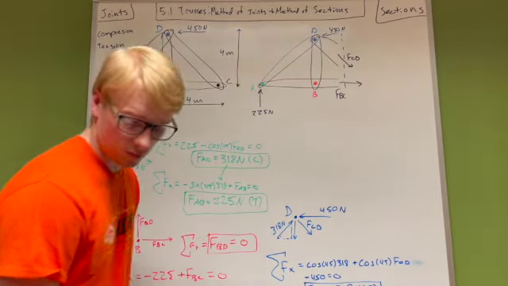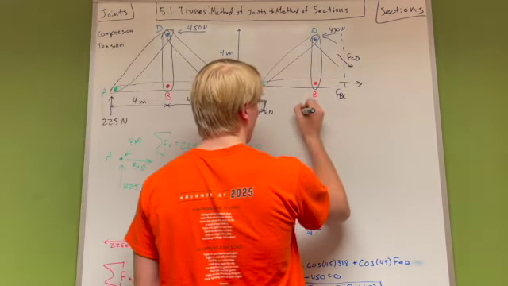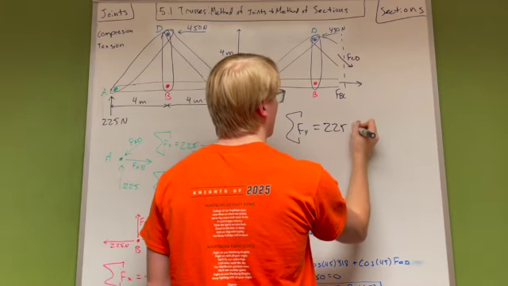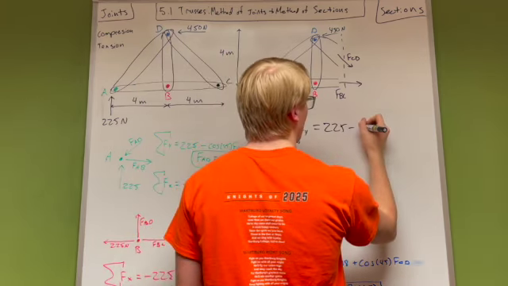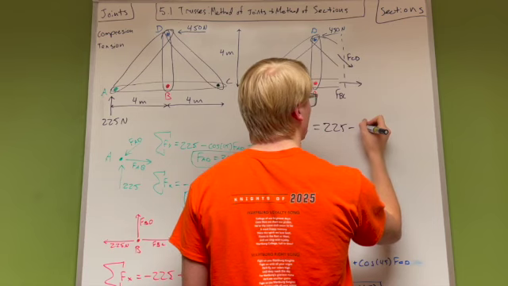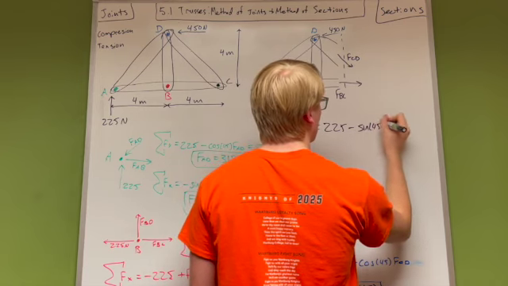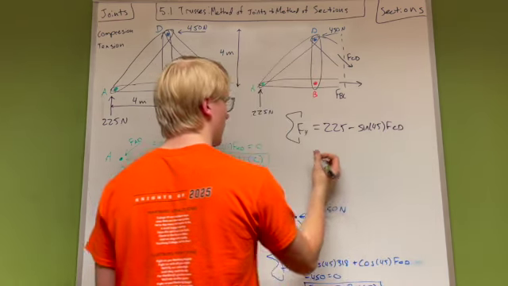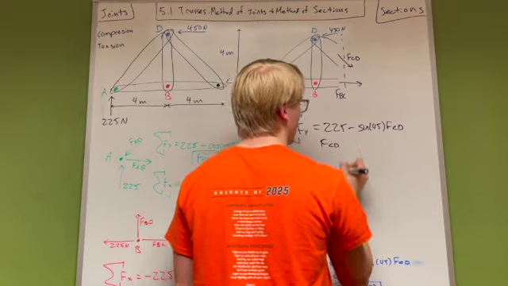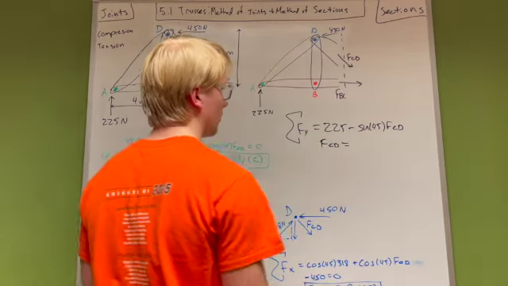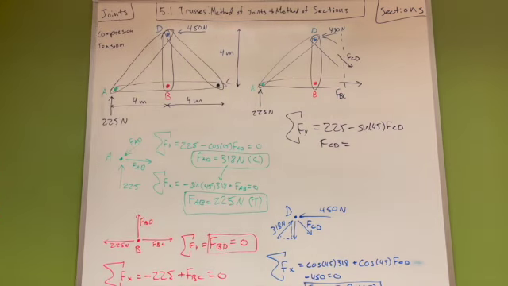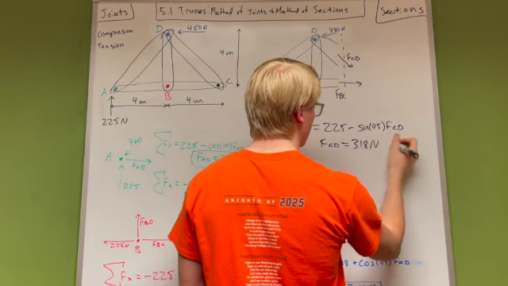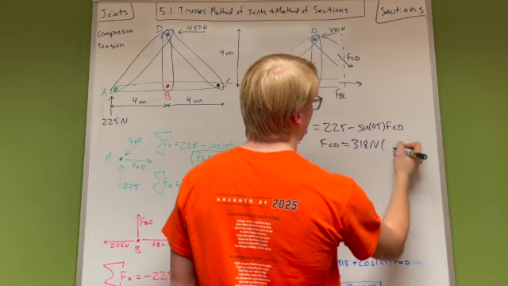And so we'll start with the y's. Okay, we have a positive 225. We have a negative sine 45 of FCD. Okay, that gives us, when we do that math, believe it or not, that gives us 318 newtons in tension.